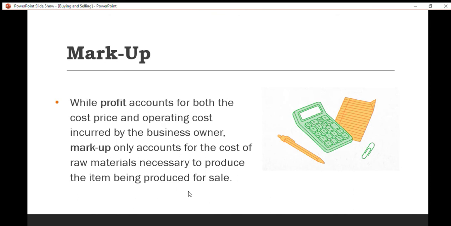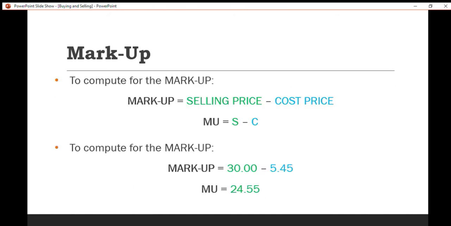Ito yung difference nga. Profit kasi, pag kinompute natin yung profit, kasama yung cost price tsaka yung operating cost. Pero kapag markup lang, yung raw materials lang yung ating tinitingnan. Okay? So wala tayong pakialam dun sa effort or yung iba mo nagagastos. Okay. So to compute for the markup, remember this, the markup is equal to the selling price minus the cost price. Okay.